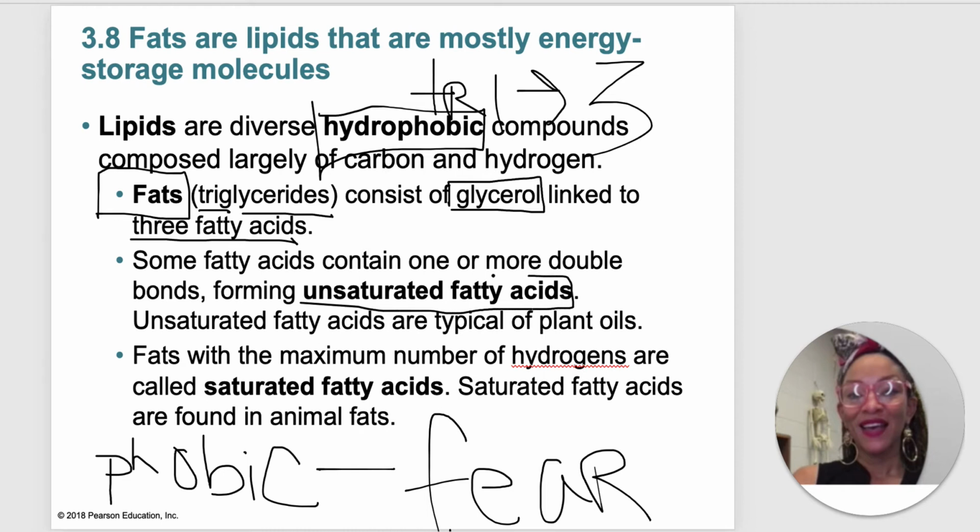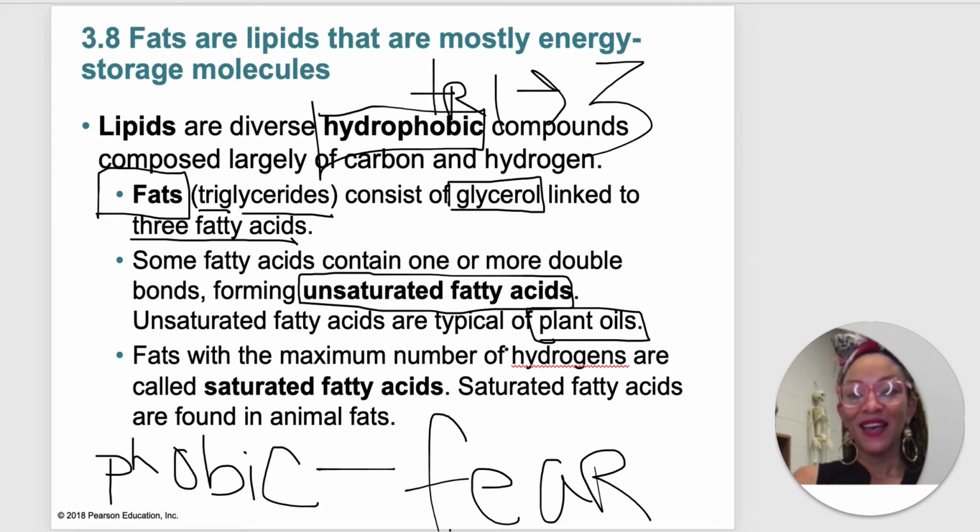All right, so the fatty acids that have one or more double bonds, those are going to be unsaturated fatty acids. So these are typically considered the more healthy fats, right? They are typical of plant oils. So think of olive oil, grapeseed oil, avocado oil. Those are going to be your unsaturated, more healthy fats.